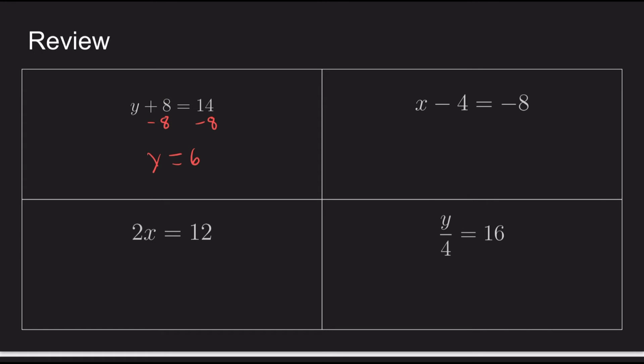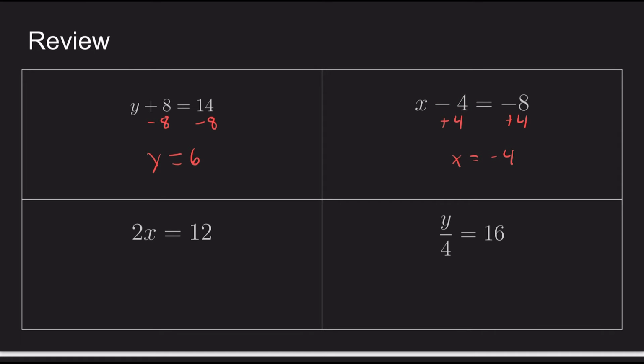Same thing over here. X is being subtracted by 4, so the opposite of that would be to add 4. What you do to one side, you do to the other. X equals negative 4. What do we do? Negative 4 plus 4 is 0. That gets the x alone.